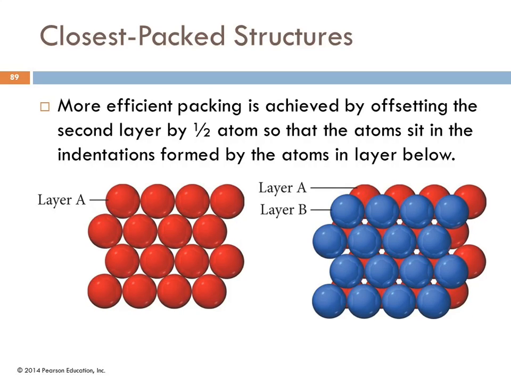We get more efficient packing by offsetting the layers so that this blue layer can sit in the little dips, the little holes made by the first layer. So by moving this over half of an atom, instead of being right on top of this red one, the blue one is between two of the red ones. We take the layer and we shift it over. Now it's going to sink down and sit in those indentations formed by the layer below. That's going to take up less space than if you've got them all stacked straight up on top of each other.